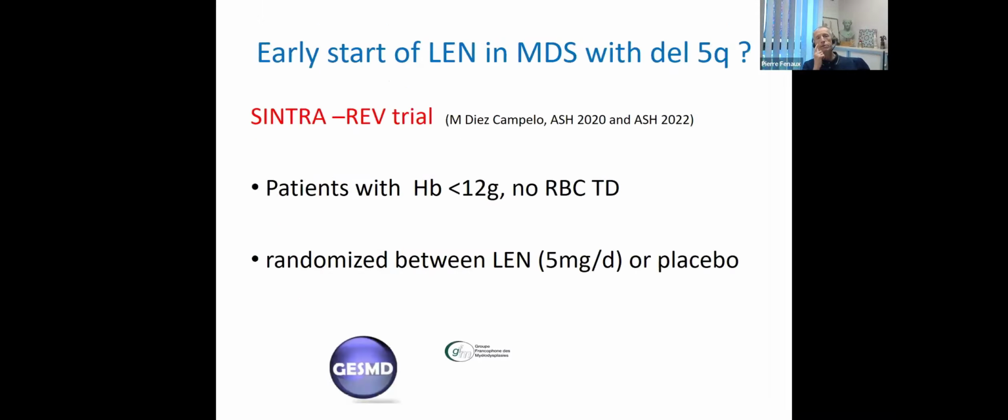And so let's see how we can improve things. First, lenalidomide, can it be started earlier? Because normally it's approved in case of transfusion-dependent anemia. And so we conducted with our Spanish colleagues a trial where moderately anemic patients, that is hemoglobin below 12 grams, who were not red blood cell transfusion dependent, were randomized between lenalidomide or placebo.